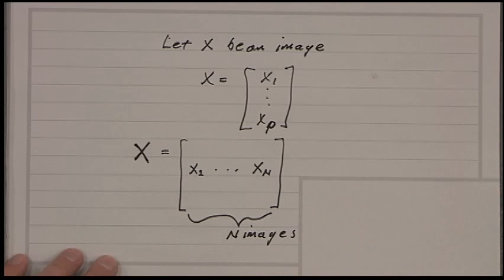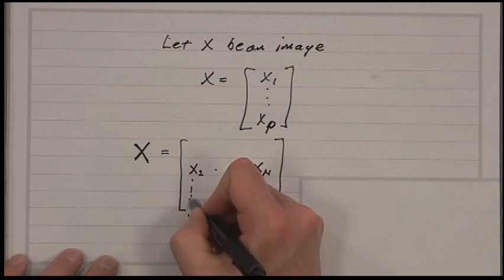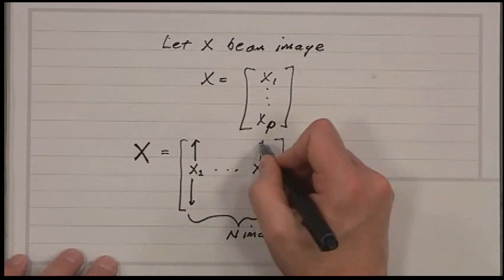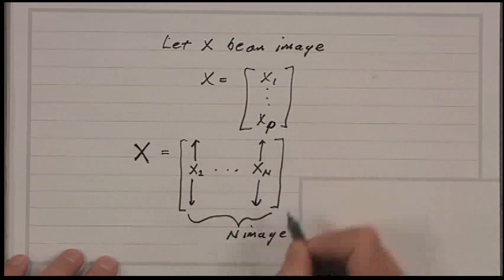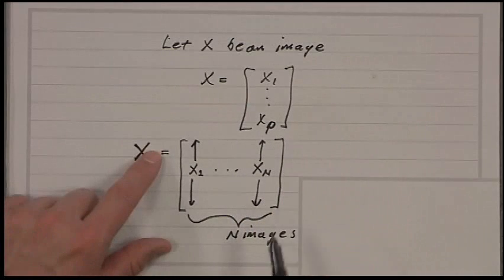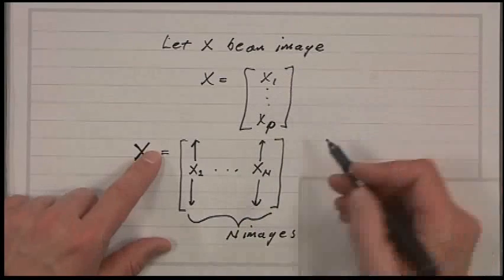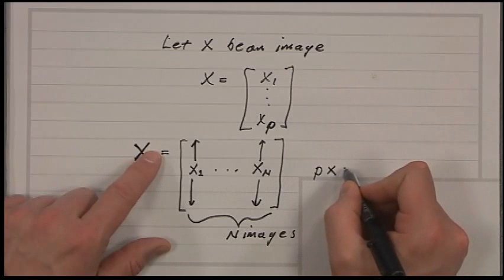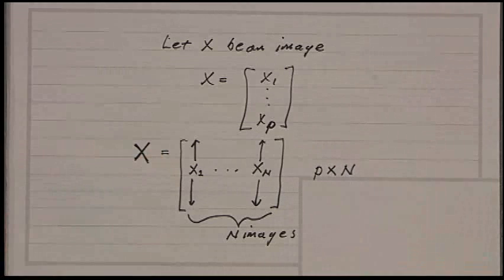Right? So each of these is a column of the matrix. And each column of the matrix is an image. You form the image by putting the pixels in raster order. So this is going to be a P by N matrix. So it's a matrix of images.